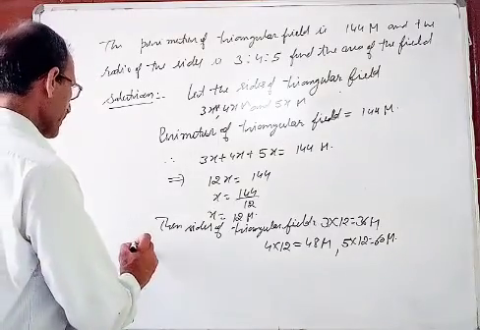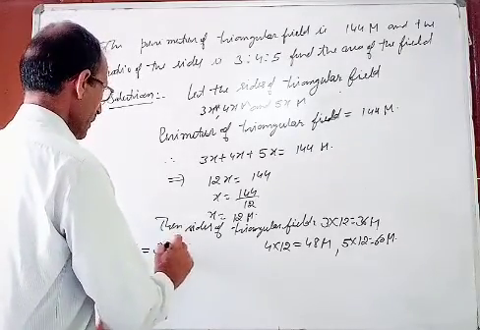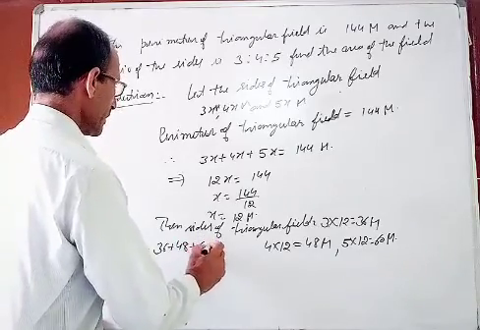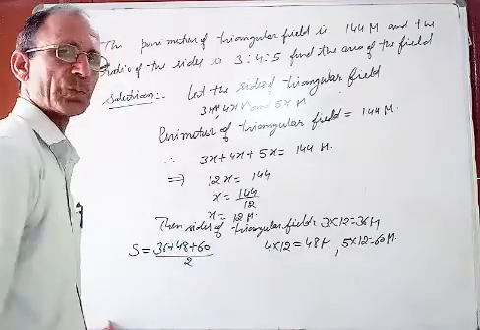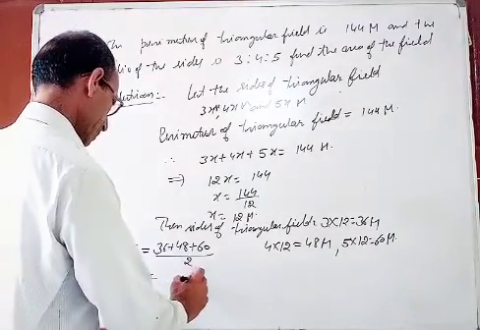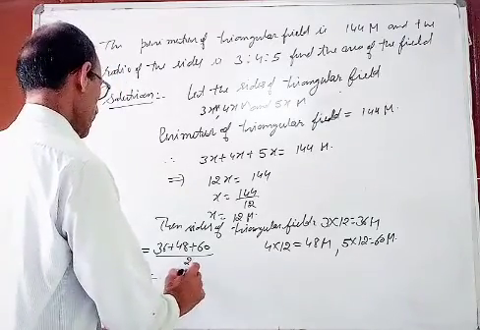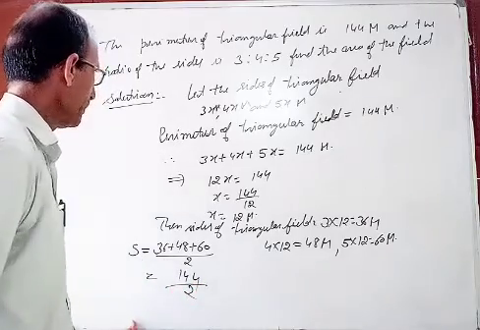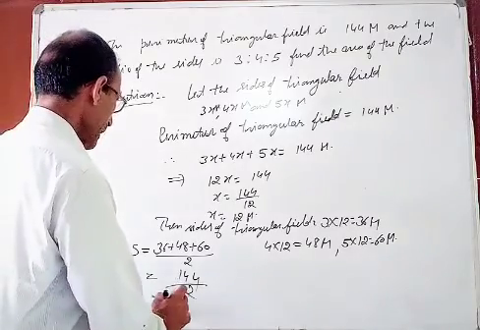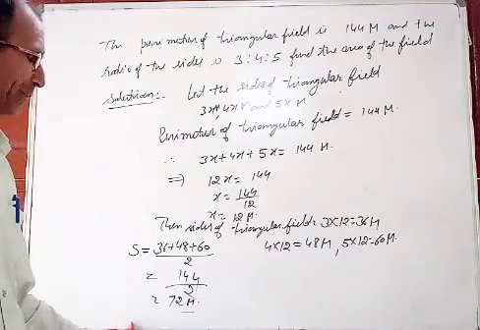Now find S. S is equal to 36 plus 48 plus 60 divided by 2. S stands for half perimeter. So 144 by 2, so 72. The half perimeter is 72 meter.